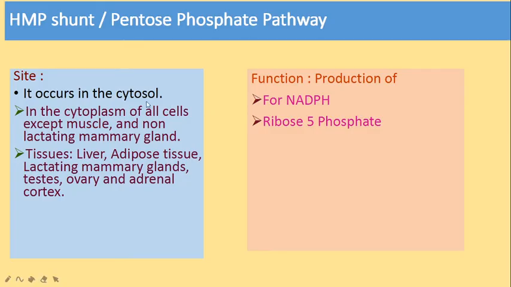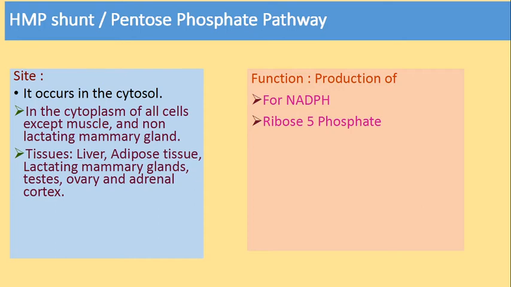It occurs in the cytosol, mainly in the cytoplasm of all cells except muscle and non-lactating mammary gland. Tissues include liver, adipose tissue, lactating mammary glands, testes, ovary and adrenal cortex. The importance of this HMP pathway is to produce NADPH reducing equivalent and ribose sugars, ribose 5-phosphates.